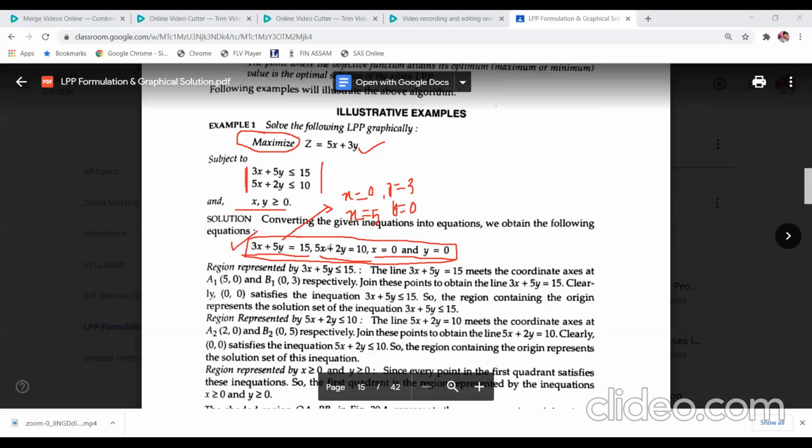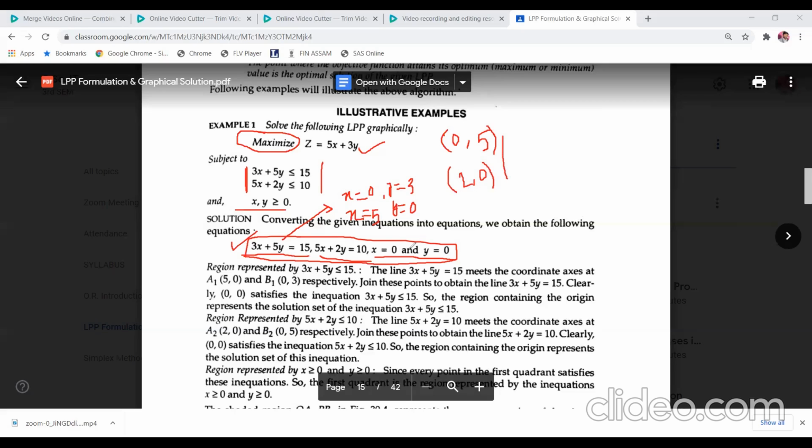Similarly, the second line. If you put x equal to 0, you will get what? y equal to how much? x equal to 0, so y equal to 5. Then you put y equal to 0 and you will get the value of x. y is 0 means x is what? x is 2. So you got the two points. Just plot them on the graph, join and extend on both sides. So you got the line.